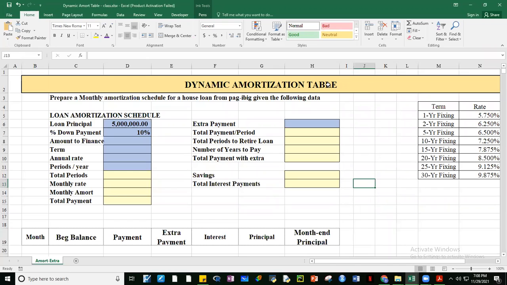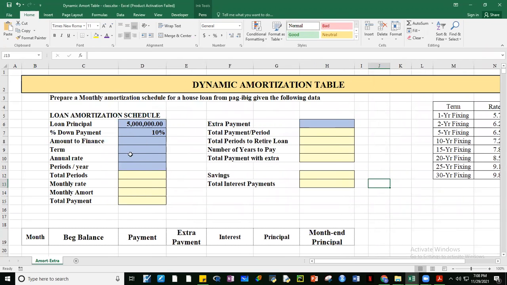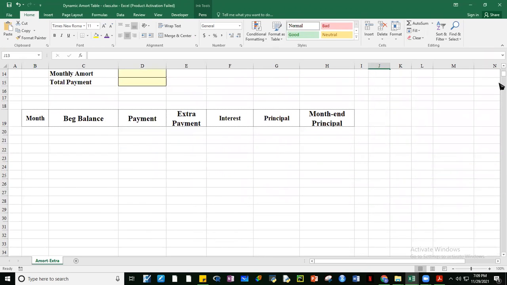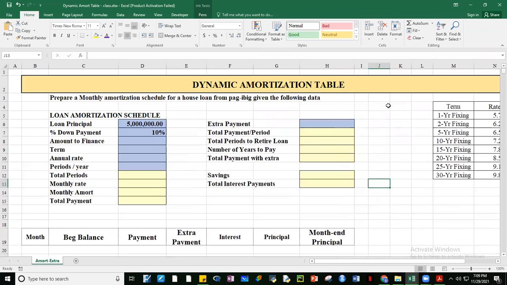Okay, so we're going to construct a dynamic amortization table. Pag sinabing dynamic, guys, pag binago natin yung mga givens, whatever the given is, pag binago natin any of the givens, automatically, magbabago yung module natin, magbabago yung amortization table. Okay. So this is different from the first amortization table that I showed in the video. Ito, dynamic to. Kasi sabi natin dynamic, kapag binabago natin yung givens, nagbabago yung output natin.